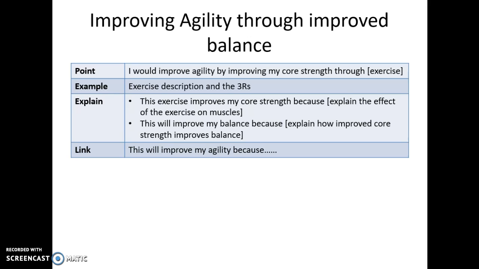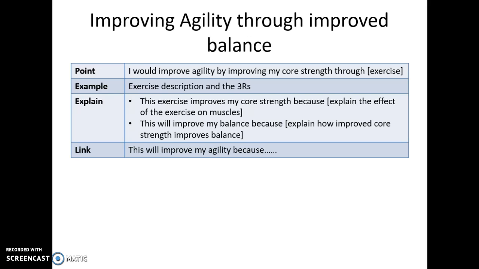And then, as a bonus, you can always link back to your own practice as well. So this improved my performance because, or this reduced the risk of injury because. It's always useful to throw in a little link to our own practice just to be safe. So pause this now and have a go at writing up your own PEEL paragraph about improving your agility, just to make sure you're really confident with how you can do that in an exam.